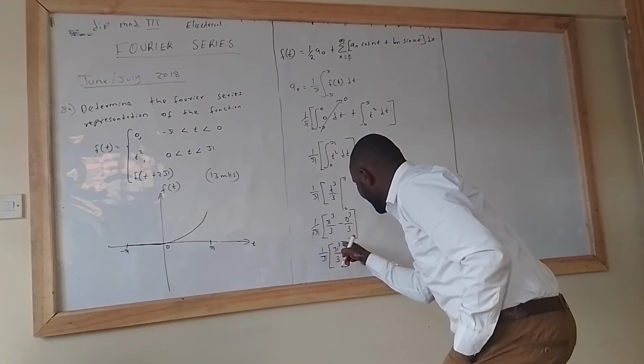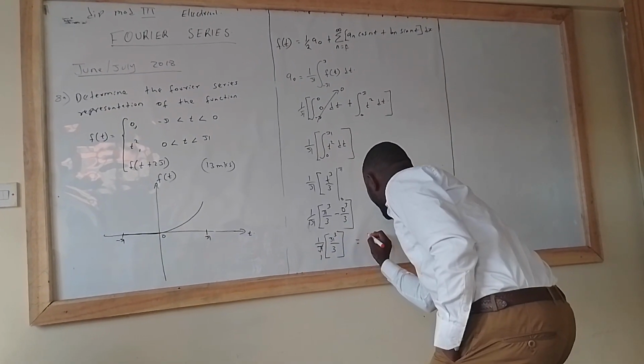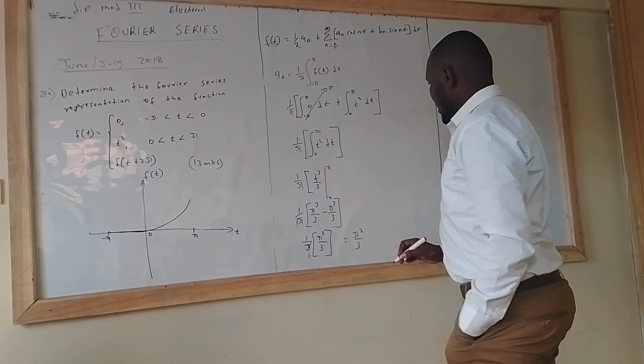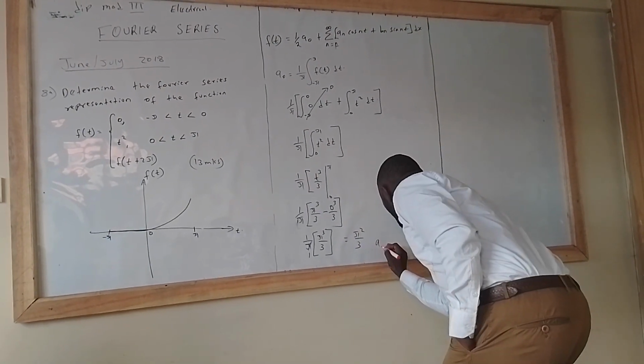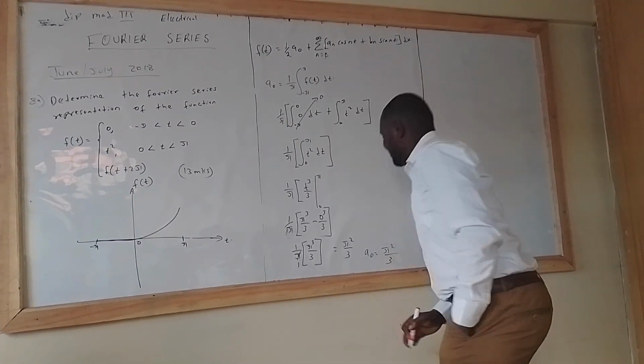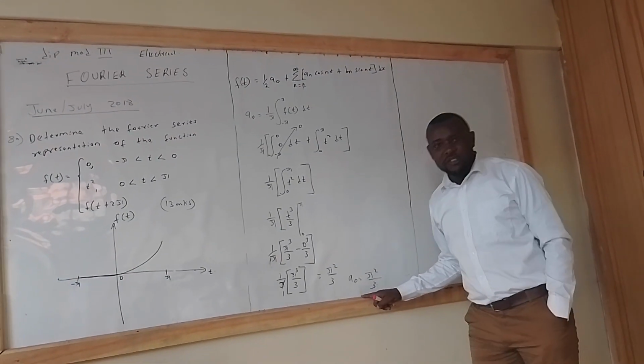So this and this will go, I have 1 over pi squared, I will remain with pi squared divided by 3. Therefore, my a naught is given by pi squared divided by 3, pi squared divided by 3, as our first constant.